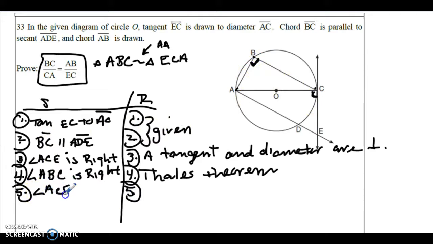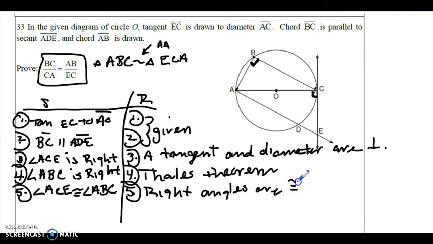Angle ACE is congruent to angle ABC, and my reason is right angles are congruent. For number 6, we're going to try to get another pair of angles that are congruent. And so let's see what we have over here. So we know that BC is parallel to ADE. If those are parallel, then we know that these arcs are congruent here.